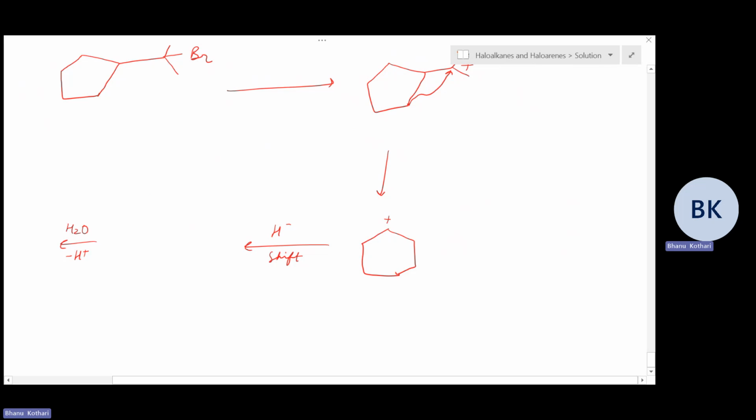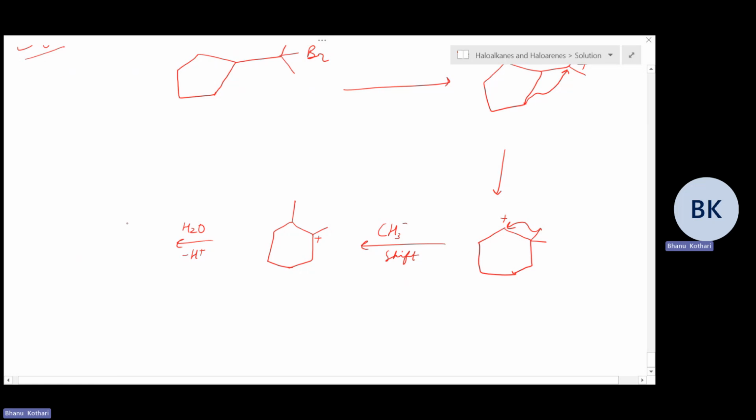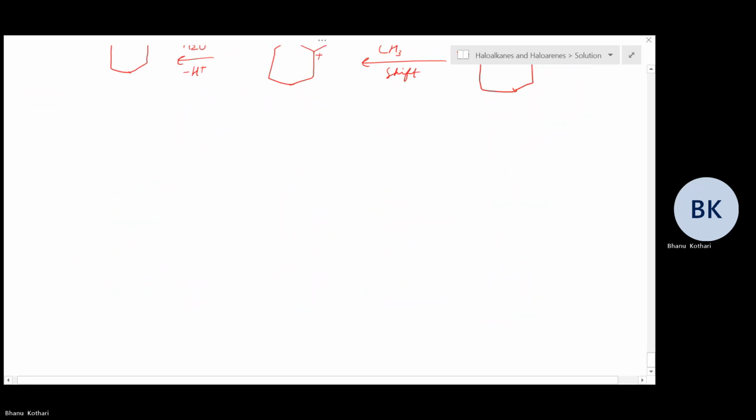This isopropyl will be left. There will be 2 methyls, and we have to undergo a CH3 minus shift. Methyl shift will take place, and we'll get this carbocation. And upon addition of water with removal of proton, we get this particular alcohol, 1,2-dimethyl cyclohexanol, which is given in option B. Okay, let's consider the next question.